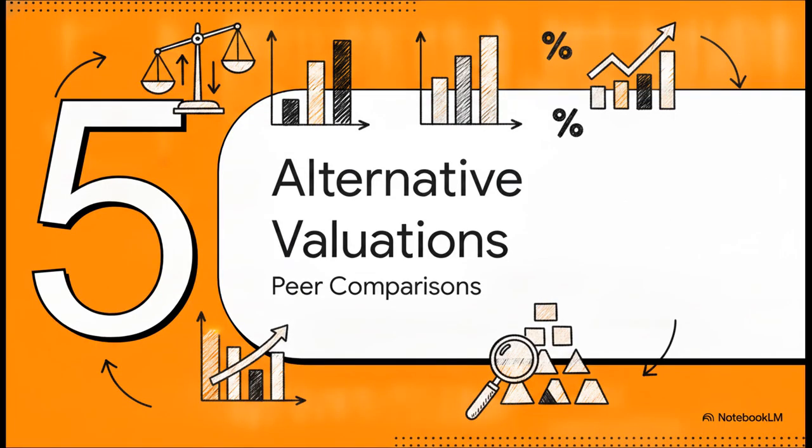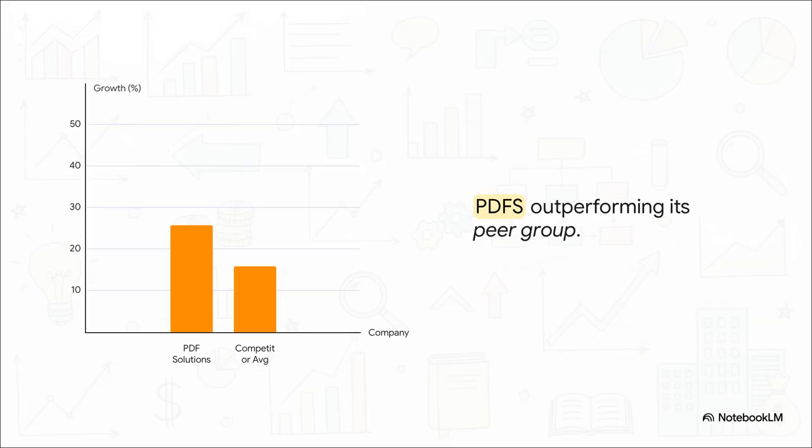Section 5. Alternative Valuations. Let's see how PDF Solutions actually stacks up against its industry peers. When it comes to top-line performance, PDFS is just drastically outperforming its peer group. They posted nearly 26% year-over-year revenue growth in Q1, while the competitor average was lagging down at 15.9%. This rapid expansion is exactly why the market is assigning them such a premium multiple. They are expanding their market share, which, by the way, currently sits at just under 0.5% of total industry revenues, so there's plenty of runway left for sure.